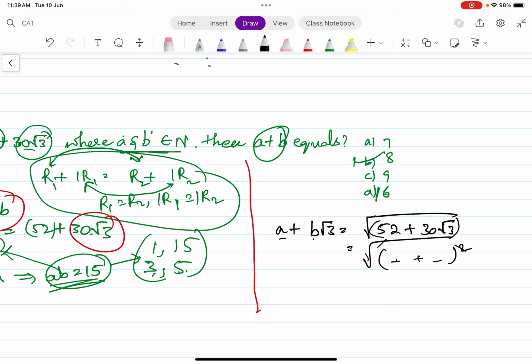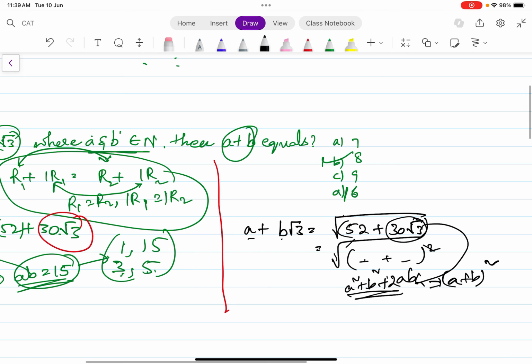So if you look at this carefully, this is in the form of 2ab, right? It has to be in the form of a square plus b square plus 2ab. So this term has to be in this format for you to write it as a plus b whole square.